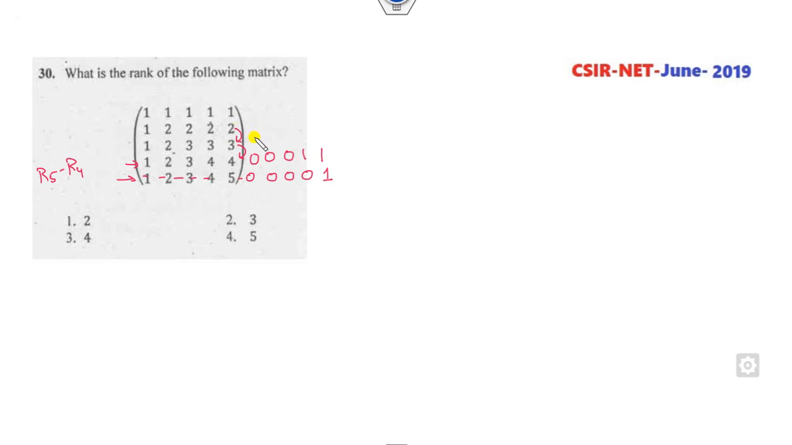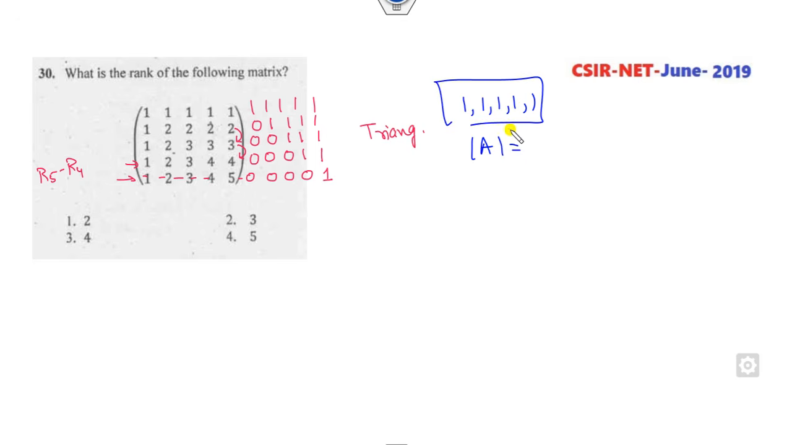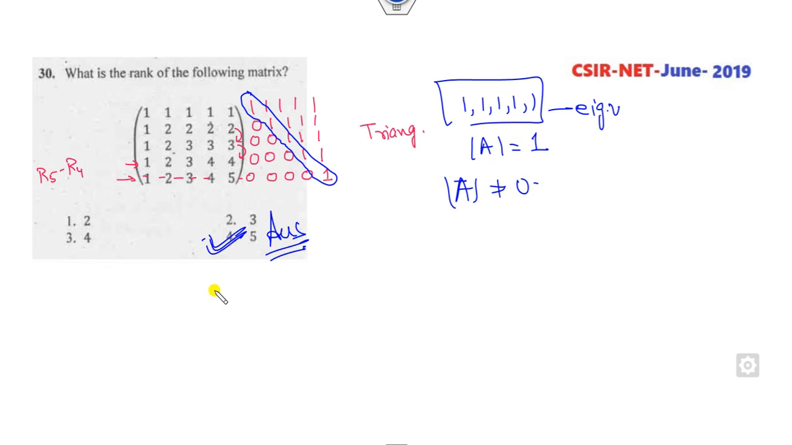Similarly, taking it this way, 0, 0, 1, 1, 1. Same for here, 0, 1, 1, 1, 1, and the first value will be here. So what is this? This is a triangular matrix. And what are the eigenvalues of this? 5 eigenvalues, so the product of them is the determinant, which is 1. Or otherwise you can simply see it's lower triangular, so the determinant will be here. So these are my eigenvalues. The determinant is non-zero, so the rank will be 5, which is the right answer.